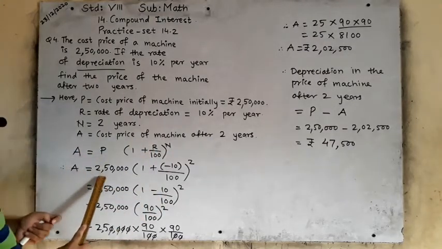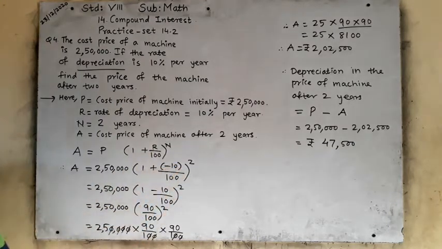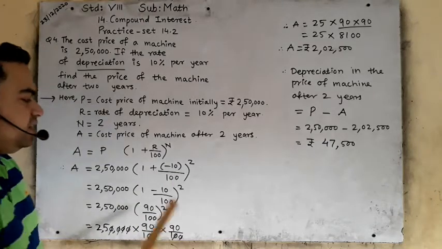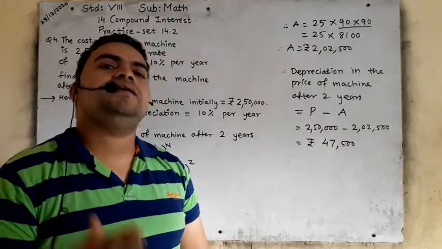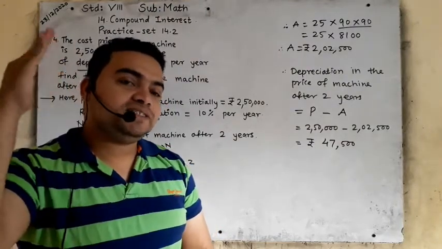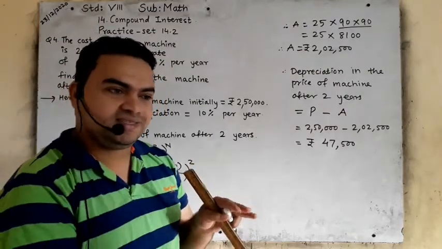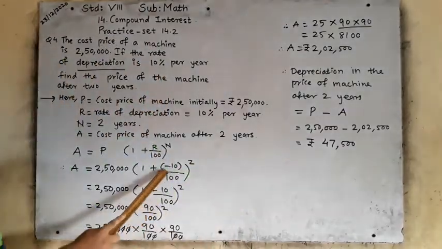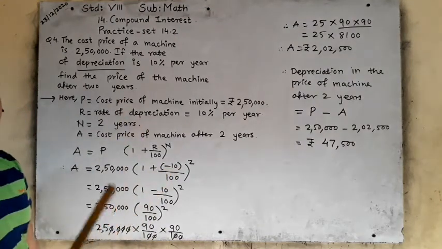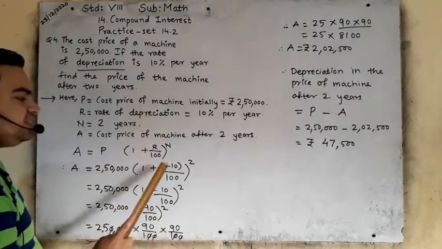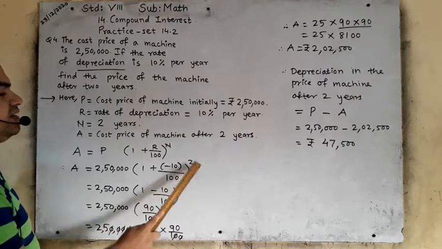Now my dear students, we will put the values over here. The principal is 2,50,000, 1 as it is, plus as it is, R here I have written minus 10. Why have I written minus 10? Because of depreciation, the price of the machine kept decreasing by 10% every year. Is it clear? It means reduction, minimize. So minus will come here. Pay attention. This 10 will come in minus whenever you see the word depreciation. Depreciation came, therefore minus 10 came here. Is it clear? Now upon 100 bracket raised to square.